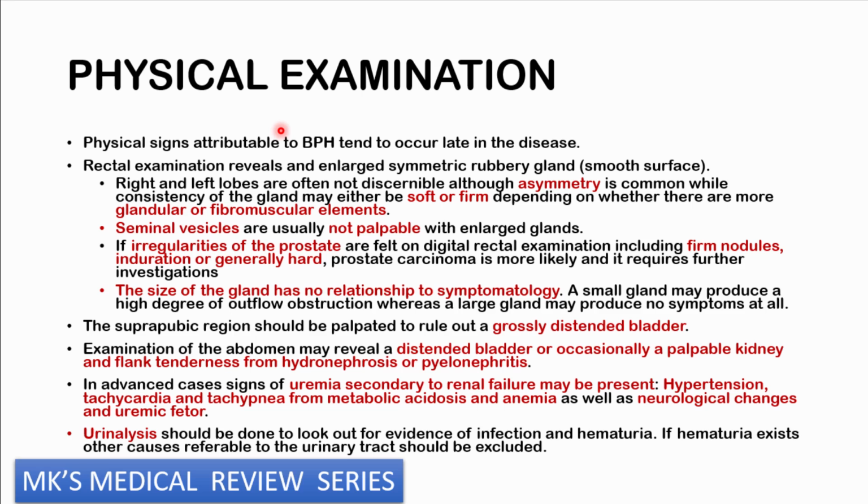When you do your physical examination, you may get physical signs that are attributed to BPH, but these tend to occur much later in the disease. So when you perform a rectal examination, it's going to reveal a symmetrically rubbery gland with a smooth surface. The right and left lobes are often not discerned, and although asymmetry is common, the consistency of the gland is often soft or firm, depending on whether there are more glandular elements or more fibromuscular elements in the enlargement of the prostate. The seminal vesicles are not usually palpable with the enlarged gland.